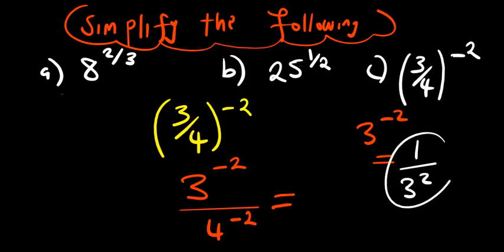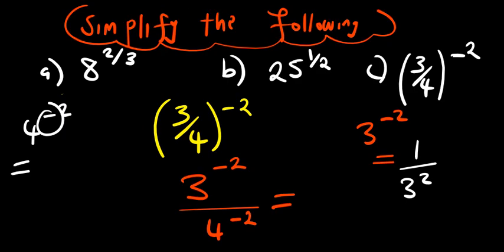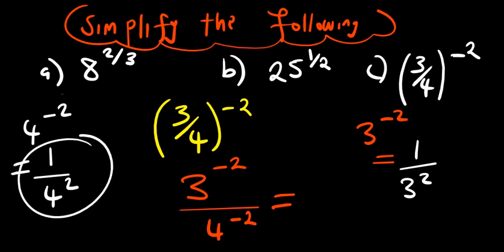That's what this expression means. Then what about for the 4? Same for the 4, this one. If I've got 4 to the power negative 2, the negative becomes a 1. So I'm going to have a 1 over 4 to the power 2. So these are the two expressions that I have.